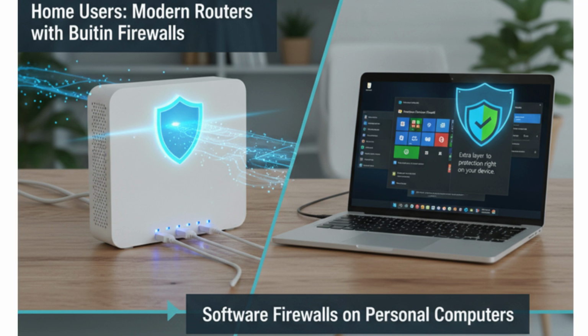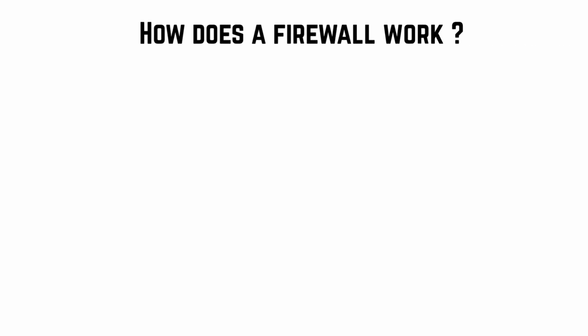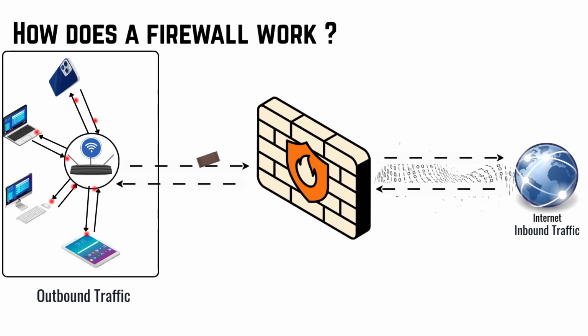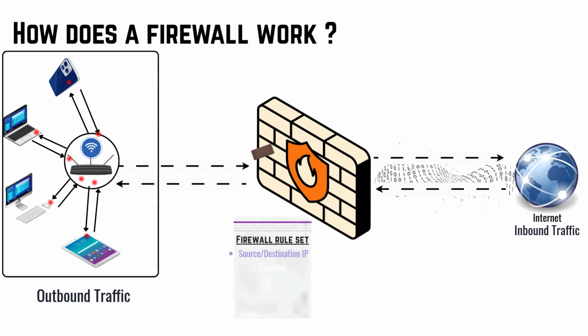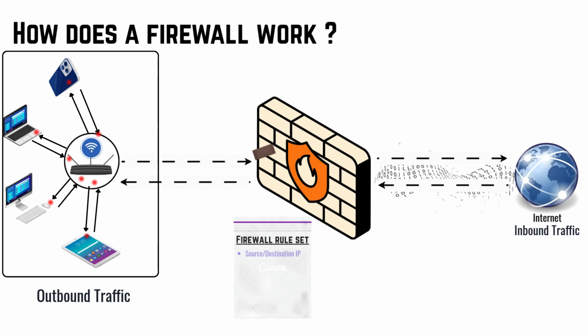How does a firewall work? A firewall works by inspecting data packets. Every bit of information traveling across a network is broken down into these small packets. When a packet hits the firewall, it looks at key information such as source and destination IP addresses. Where is it coming from? Where is it trying to go? Port numbers: what application is it trying to talk to? Protocol type: is it HTTP, FTP, etc.?